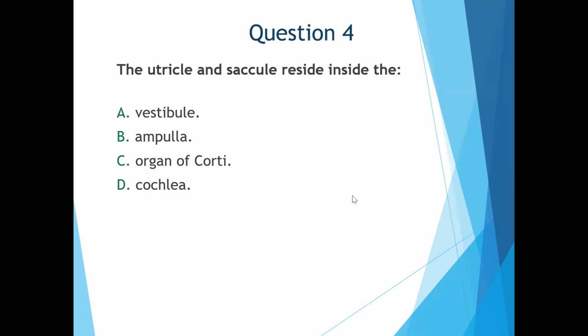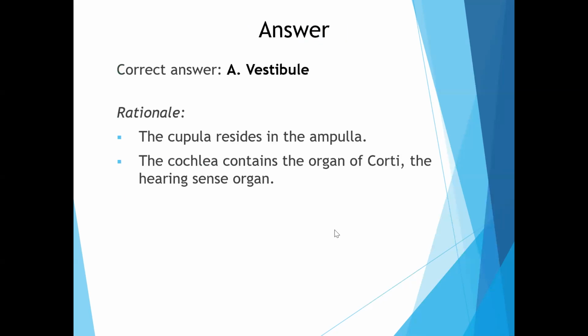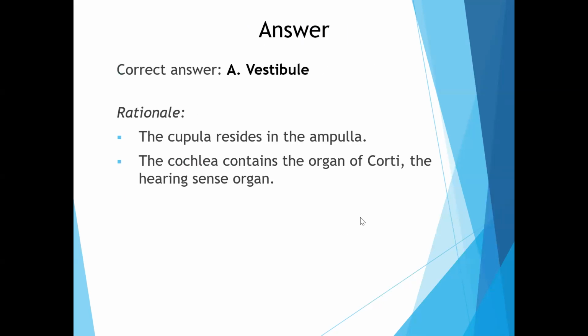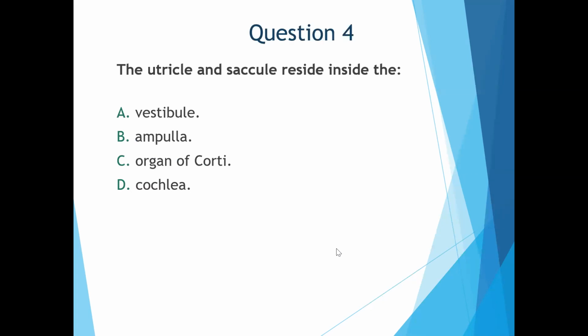So the utricle and saccule reside in the vestibule. So the cupula is part of the ampulla. The cochlea has the organ of Corti, and that's our hearing organ. The ampulla is at the end of the semicircular canals.